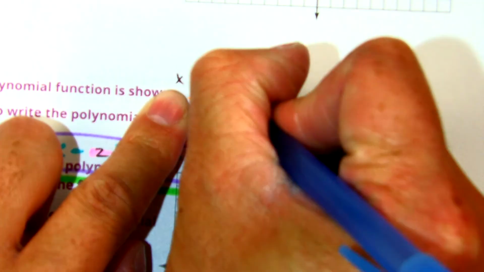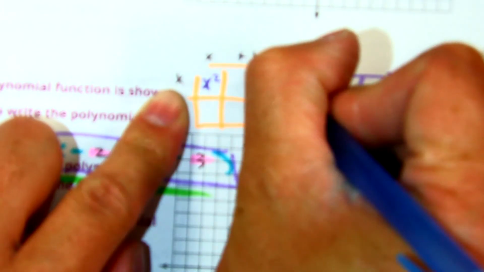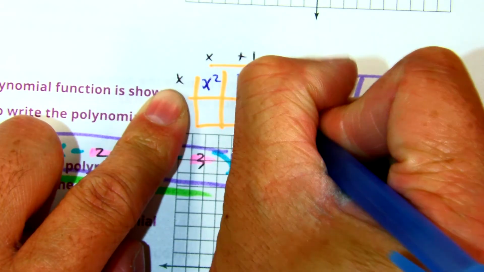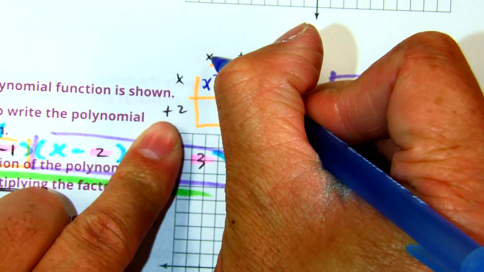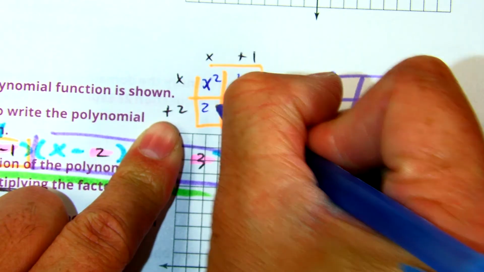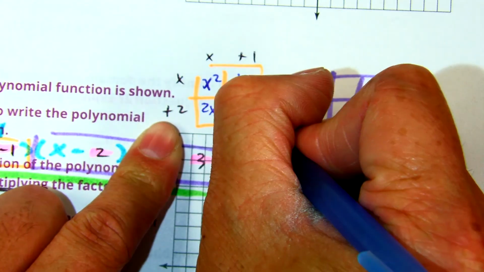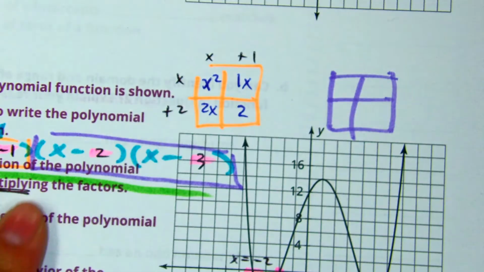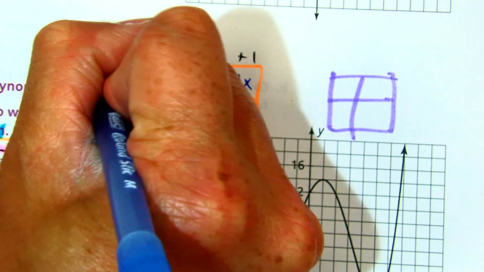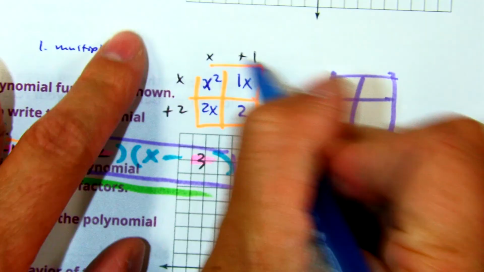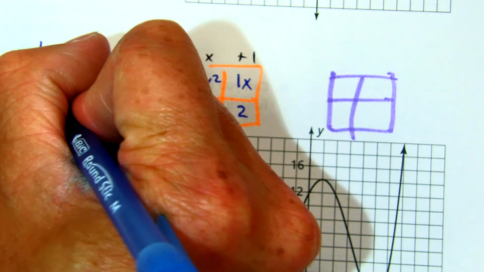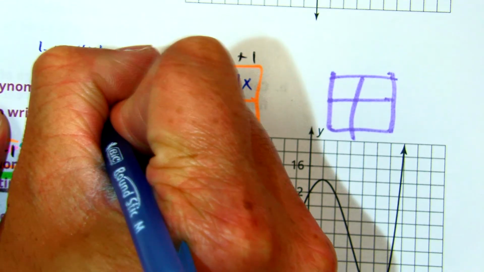Class, x times x. X times 1. 2 times x. And 2 times 1? 2. So we first multiply from the outside of the box to get the inside of the box. And then from inside the box, you're going to combine like terms.